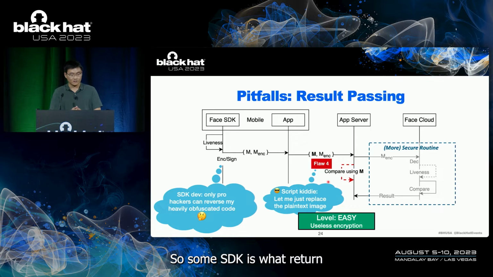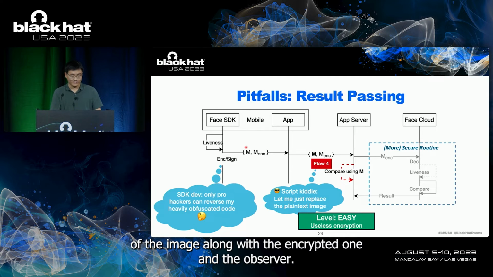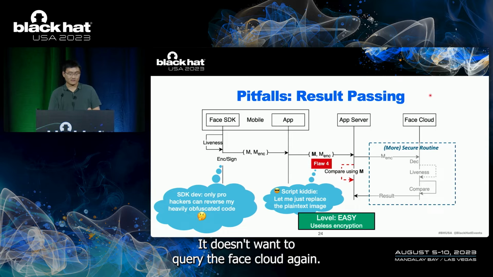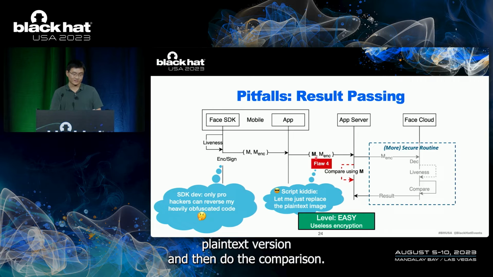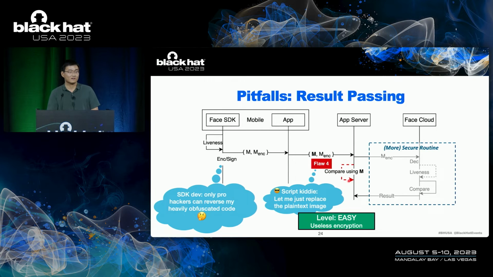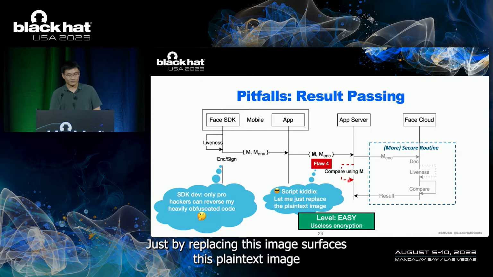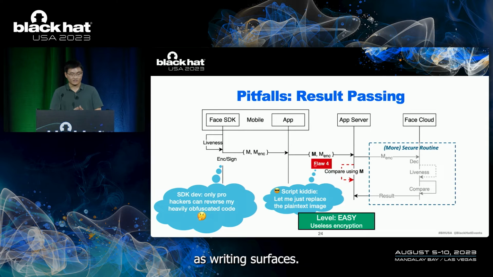Some SDKs would return a non-encrypted, plain text version of the image along with the encrypted one. And some app servers just want to do it in a single shot. They don't want to query the face cloud again, so they would only grab this plain text version and then do the comparison. To launch an attack, it'll be pretty much the same as the previous one. Just replacing this image suffices. This plain text image is already enough.